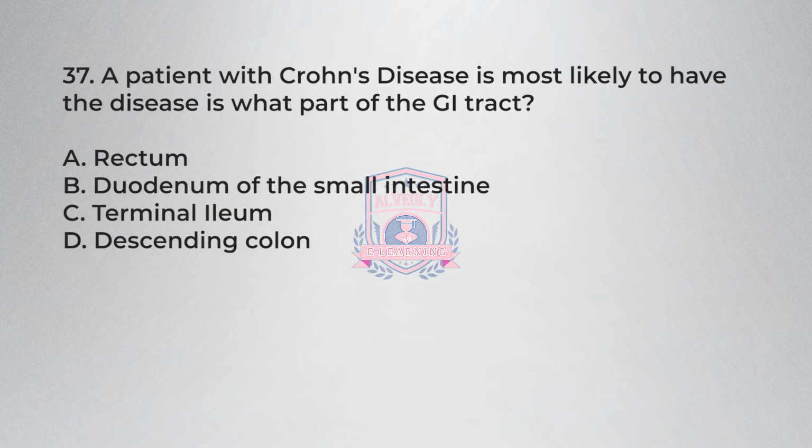Question 37. A patient with Crohn's disease is most likely to have the disease in what part of the GI tract? A. Rectum. B. Duodenum of the small intestine. C. Terminal ileum. D. Descending colon. Correct answer is C. Terminal ileum.